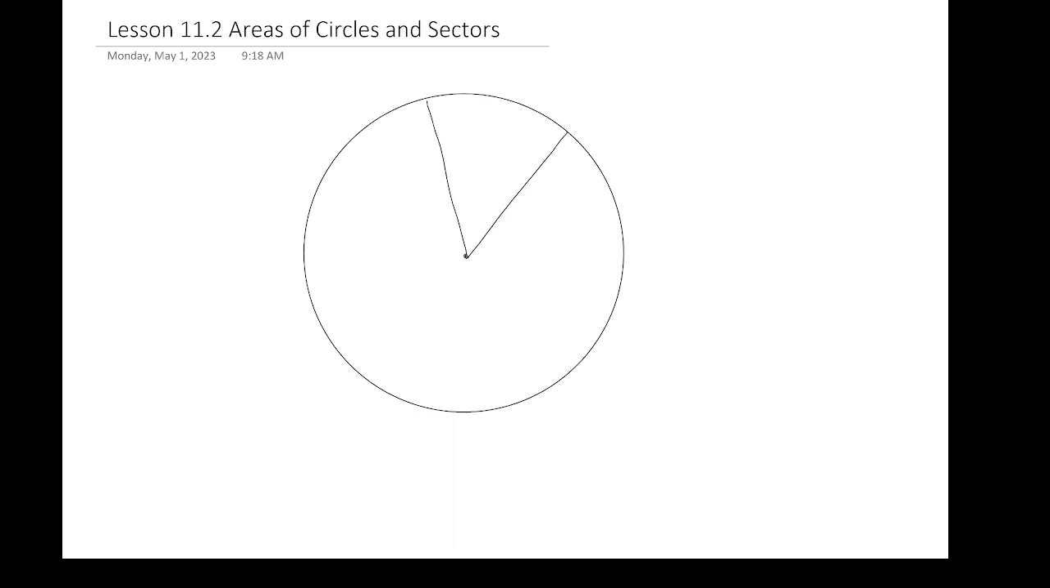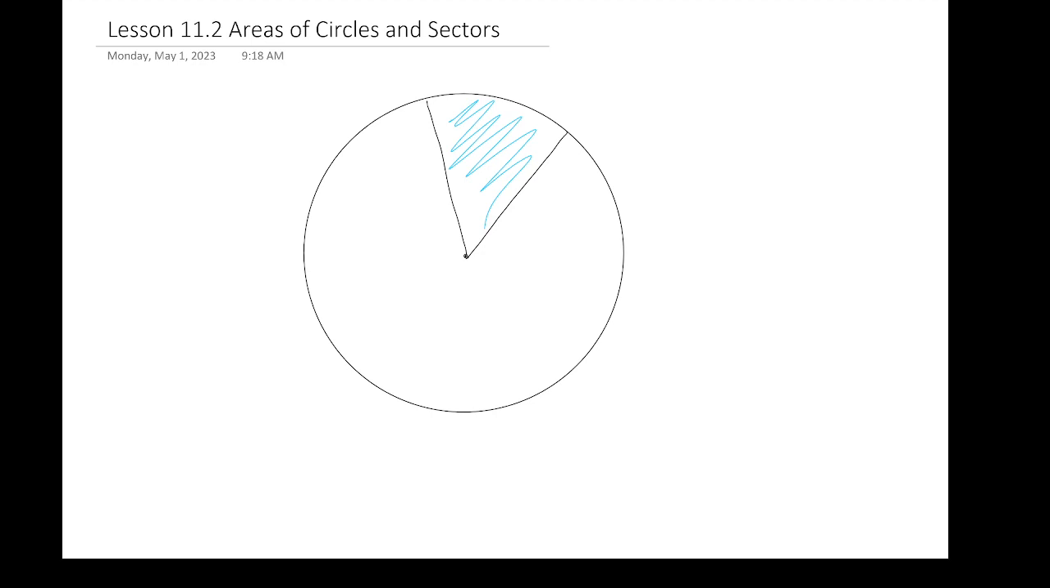We have lesson 11.2, which is the area of circles and sectors. Remembering what a sector is, reviewing from the last lesson. When you have a circle, and you guys are going to want your compass handy for this lesson, that point is the center of the circle. It's how we name the circle. If we create a central angle here, this piece is what's referred to as a sector.